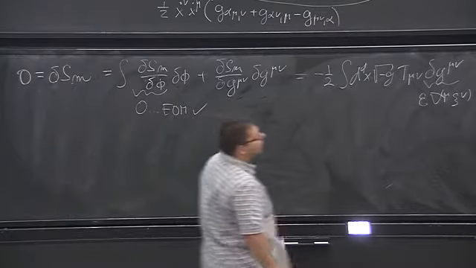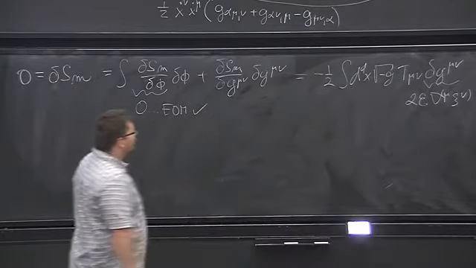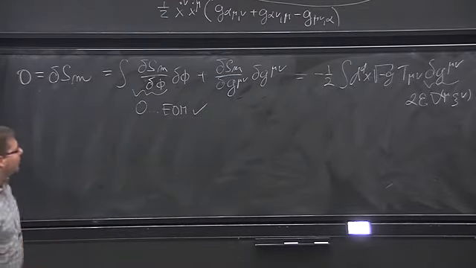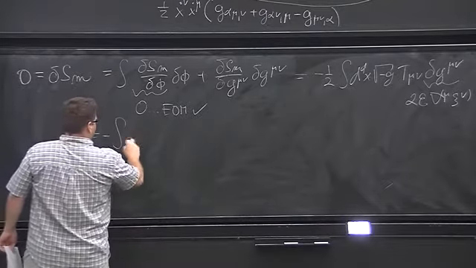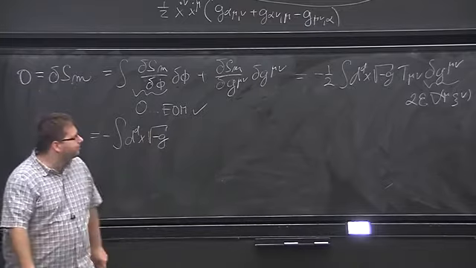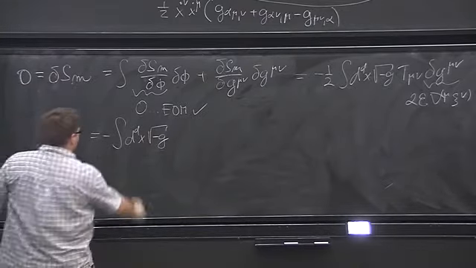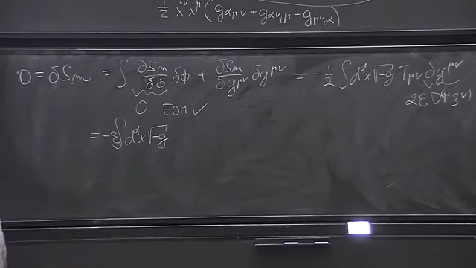Okay, and there's a factor of 2. Sorry for that. So the factor of 2 is very important because it cancels the 1/2. And then we have that this is equal to minus an integral d^4x square root of minus g, and there's also epsilon here, minus epsilon d^4x square root of minus g.